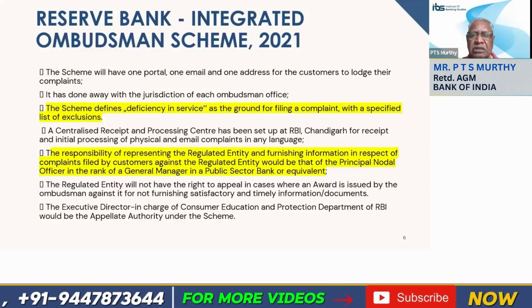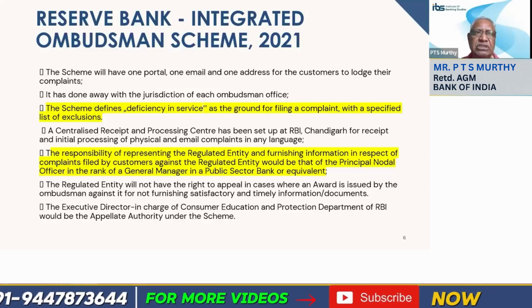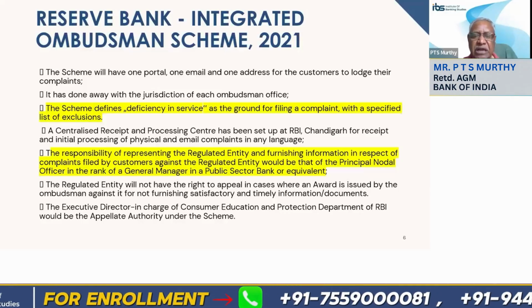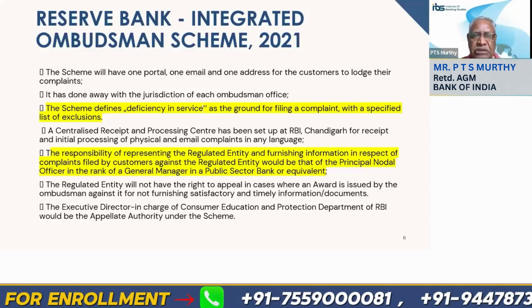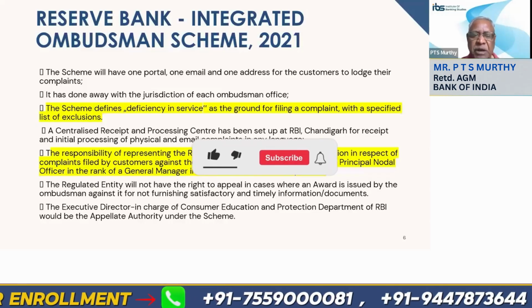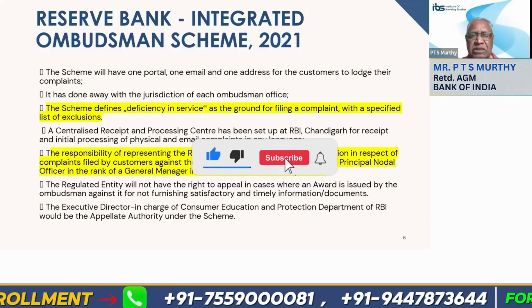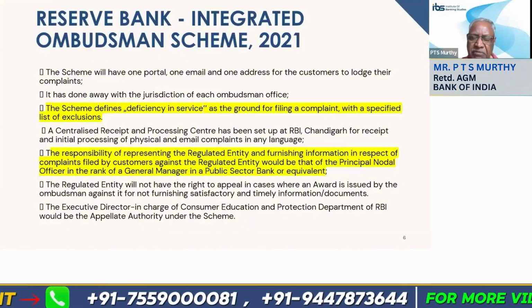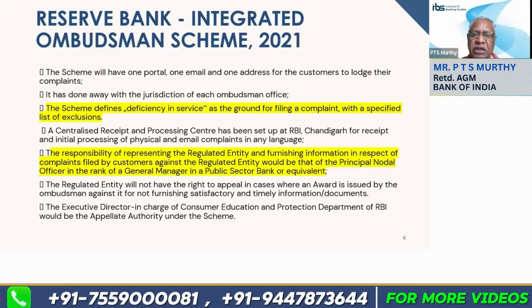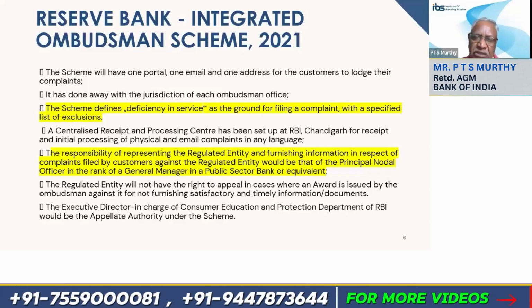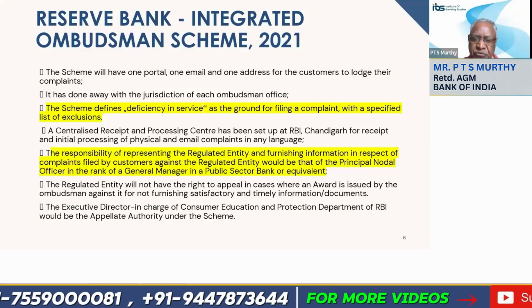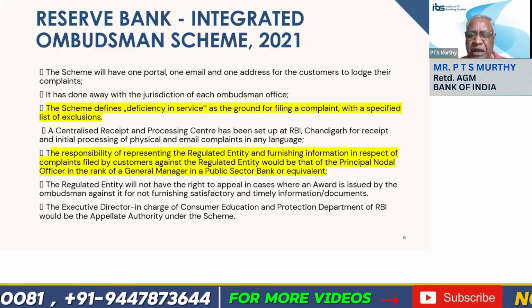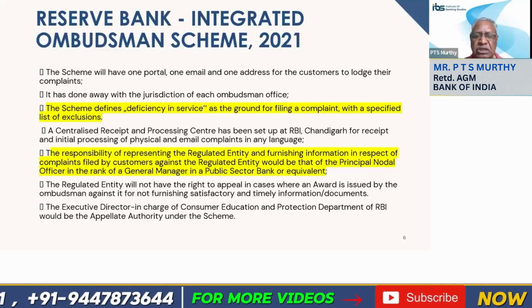Let us suppose the customer is not happy with the judgment given by them. He has a right to appeal also. And the delegate authority is Executive Director in charge of Consumer Education Protection Department of RBI. So whether the customer or the bank, if they are not happy with the decision given by the ombudsman or the order passed by the ombudsman, they always have a right to appeal against that decision. And the appellate authority is executive director in RBI, who is looking after this consumer education department.